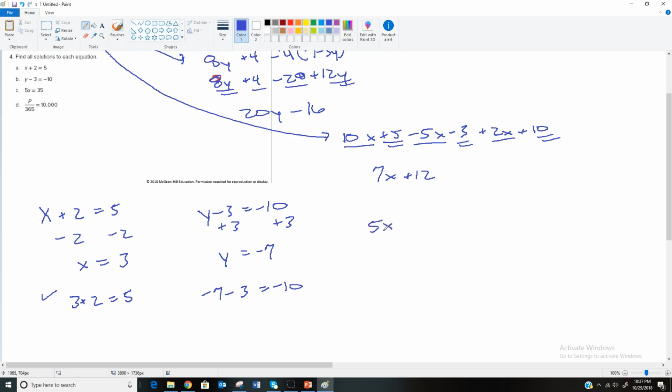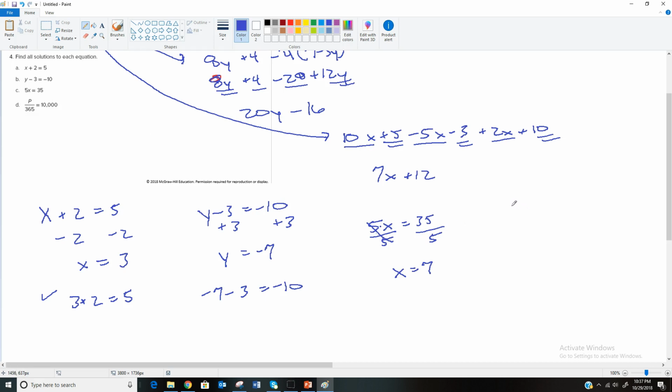5x equals 35. Oops, I don't know why I put the 35 underneath there. So 5x equals 35. And since this is only one thing that's keeping the x from being alone, from being isolated, is this 5, it's a multiplication, so we're going to divide. So x equals 7. And if you put that back in there, 5 times 7 is 35.